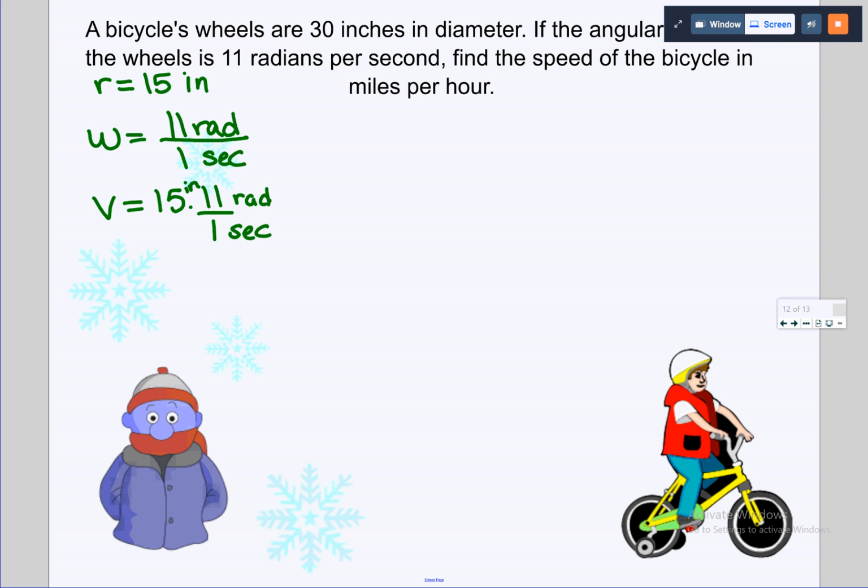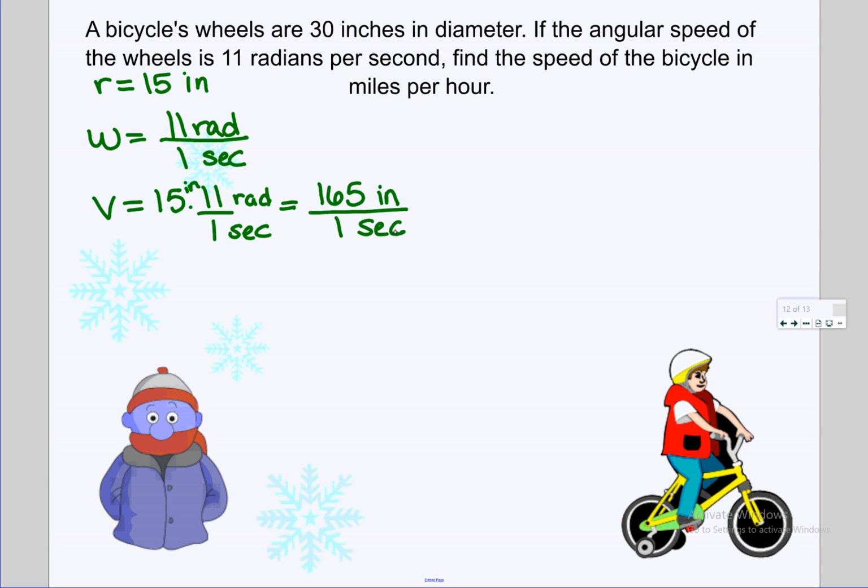Multiply them together. 15 times 11, 165. And what's my unit? It's a distance divided by a time. The distance here is inches. The time is seconds. Okay, so the bike has a linear speed of 165 inches per second. That is not what the question is asking for, though. It wants the speed in miles per hour. So now comes the conversions.